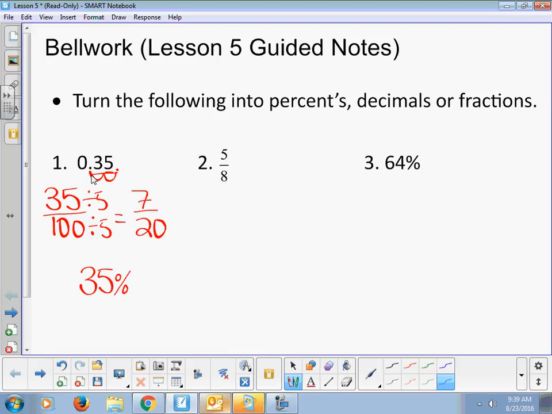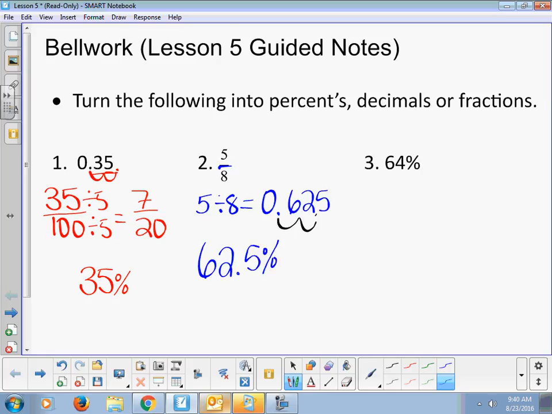When you are given a fraction to come up with your decimal, you are going to divide, and 5 divided by 8 gives us what? 0.625. And then to change that to a percent, we're going to move our decimal 2 to the right, and our percent is 62.5%.